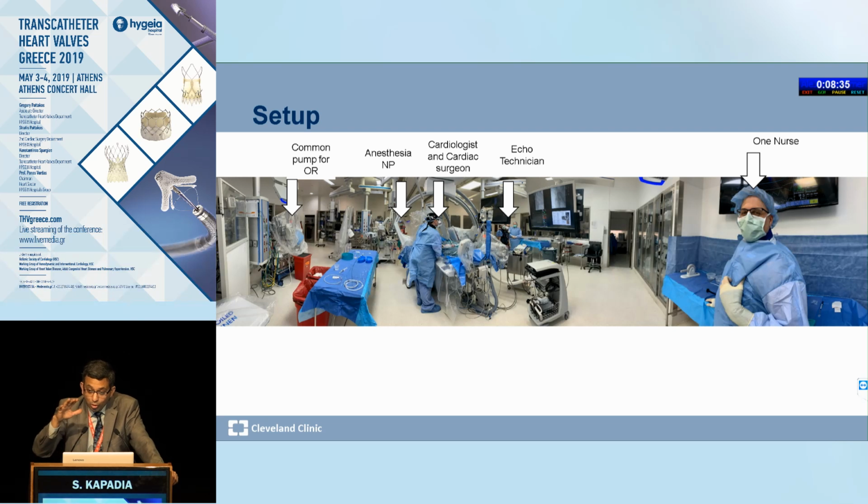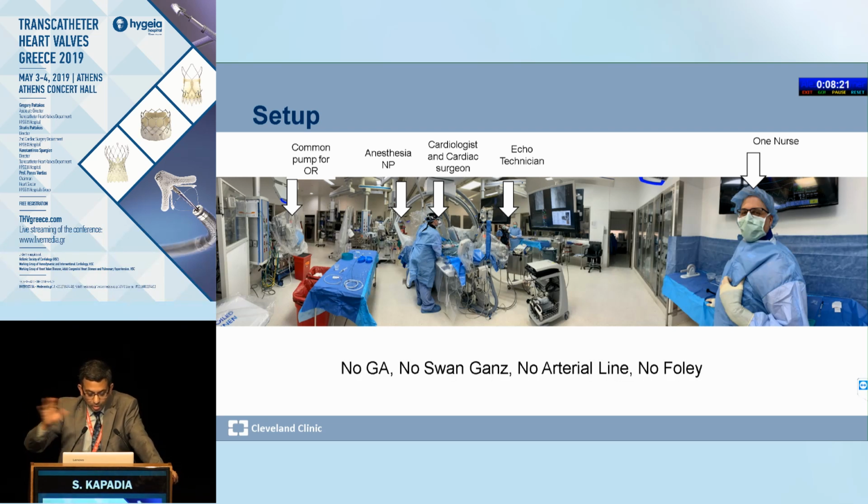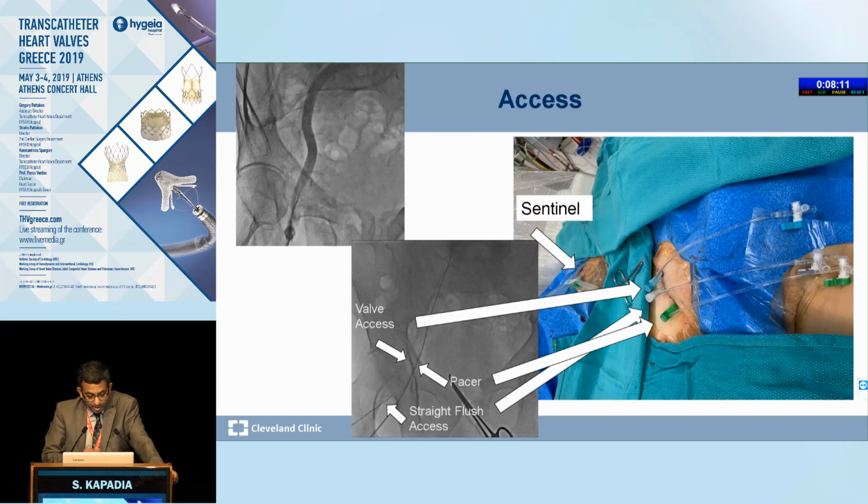But otherwise, in the room, there are not many people. There is an anesthesiologist, one cardiologist, a cardiac surgeon, and an echocardiographic technician. That is all we have in the room. So the resources are limited. No Swan Ganz, no general anesthesia, no arterial line, no Foley catheter, none of that. So these patients come to this hybrid room, looks nice, but they don't get all these kind of crazy things.